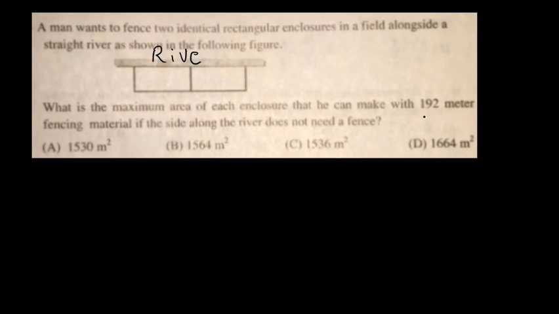He can make them with 192-meter fencing material. He used 192 meters of fencing material. So if this side is x, this is going to be x, and the third also x. And if this one is y, this is going to be y. The perimeter means the total material that he used, because the other side is river. So x plus x plus x, which is 3x, plus y plus y, which is 2y. The total that he used is 3x plus 2y, which is equal to 192, given to us.